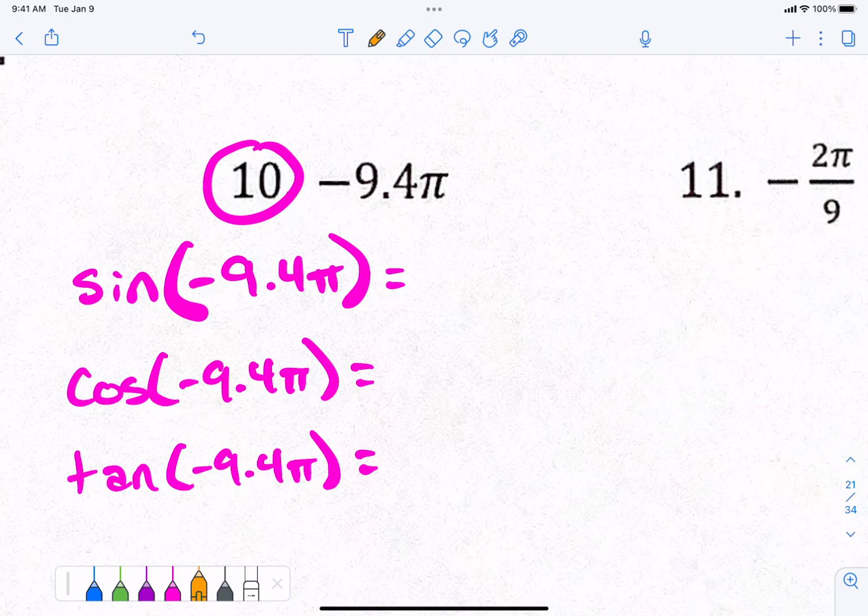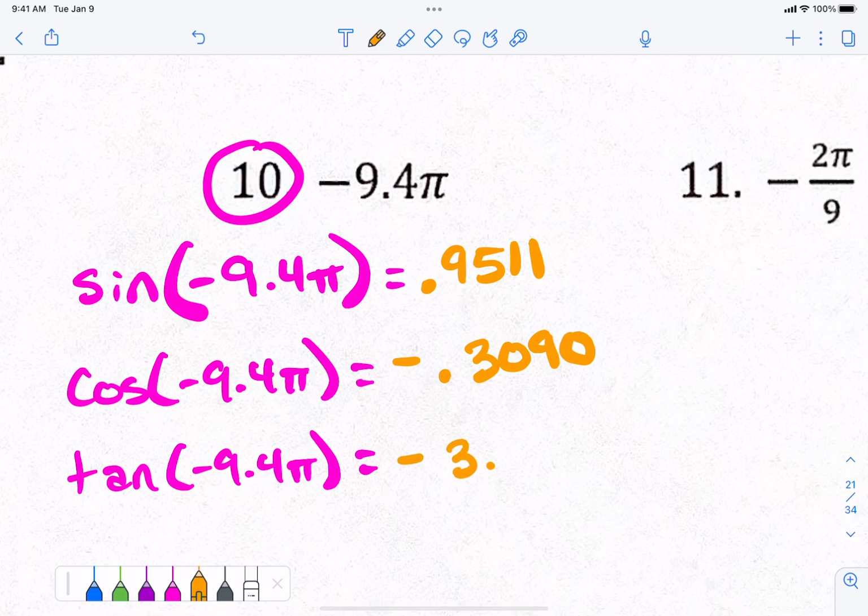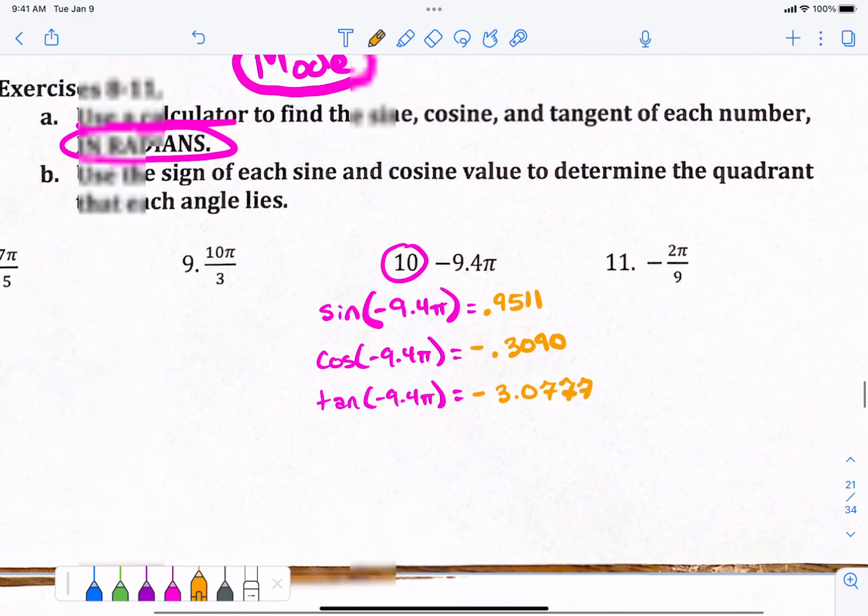Did you get a number? That's what I got. 0.9511 for sine. For cosine? Negative 0.3090. And tangent? Give me one more decimal, please. 0.7777? Okay, that is part A.